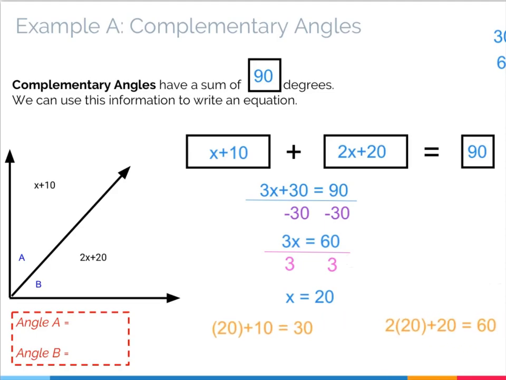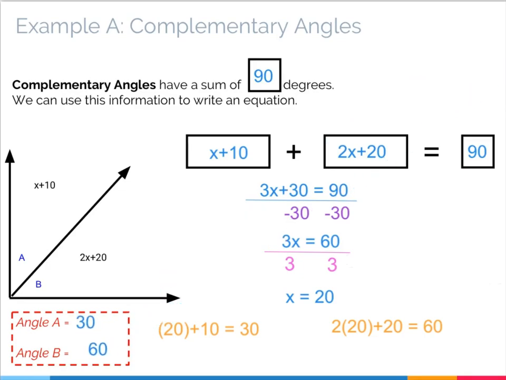So if I plug 20 in for x for 20 plus 10 equals 30, plug it in on the other side for 2 times 20 plus 20 is going to give me 60. So angle A is going to be 30 degrees, and angle B is going to be 60 degrees. So the key is that you're going to set your two angles equal to 90 degrees and solve. Now let's take a look at example B.